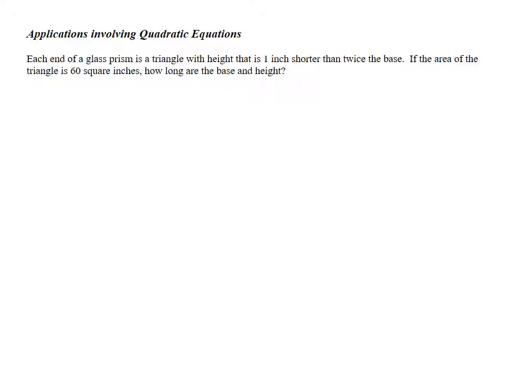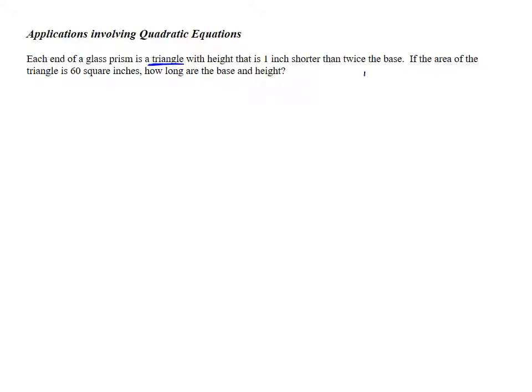Each end of a glass prism is a triangle with a height that is 1 inch shorter than twice the base. If the area of the triangle is 6 square inches, how long are the base and the height? Well, in this particular problem, we're dealing with a geometric shape. I highly recommend, if you're dealing with a geometric shape, to go ahead and draw a picture.